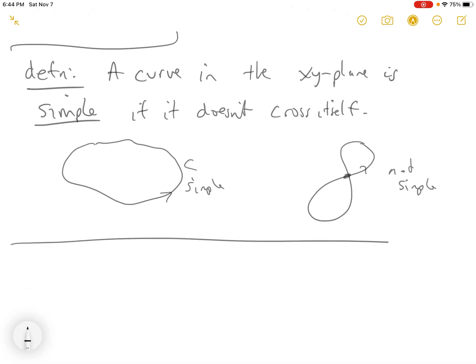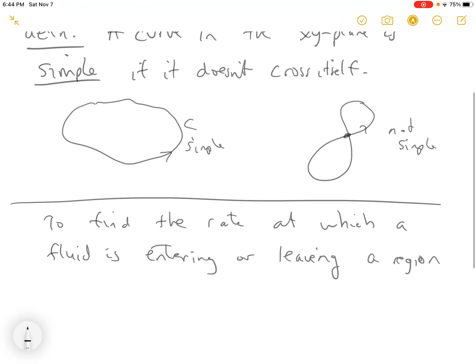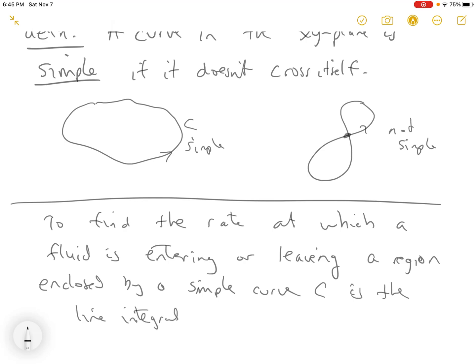All right, so to find the rate at which a fluid is entering or leaving a region enclosed by a simple curve C is the line integral over C of the field dotted with the unit normal, not the unit tangent.